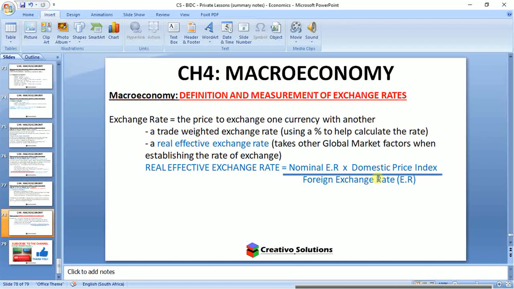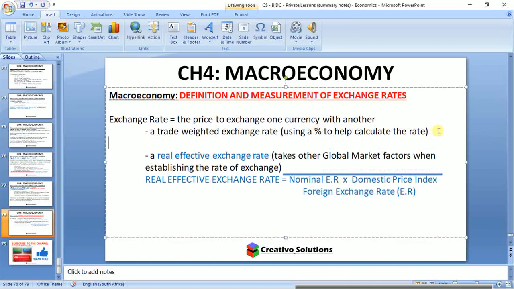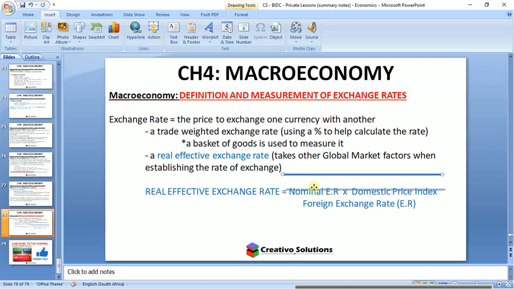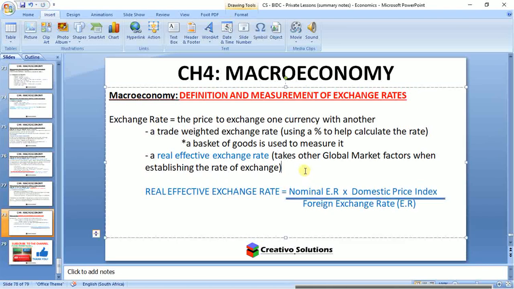I like the summary here that they've got. So I'm going to put a note here. Where we had the trade weighted exchange rate, I'm just going to add something here. Asterisk, a basket of goods is used to measure it. And then with this one, they said real purchasing power. The real purchasing power. Okay, and that's what you're looking at there.